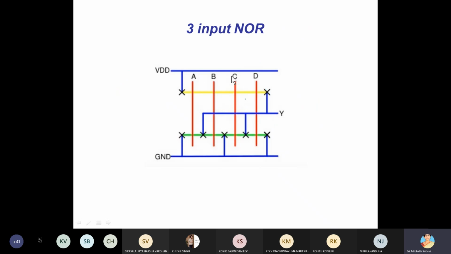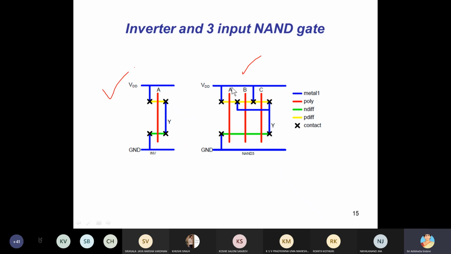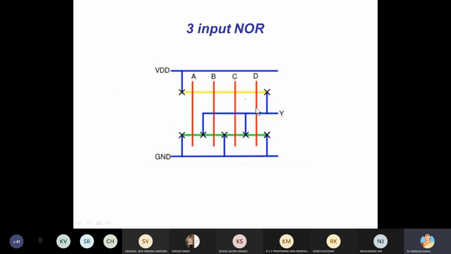So this is an example of a 3-input NOR gate and a 3-input NAND gate. Actually speaking, these are also drawn by using Euler's path only. So I'll explain what Euler's path is and how to draw a stick diagram using Euler's path.